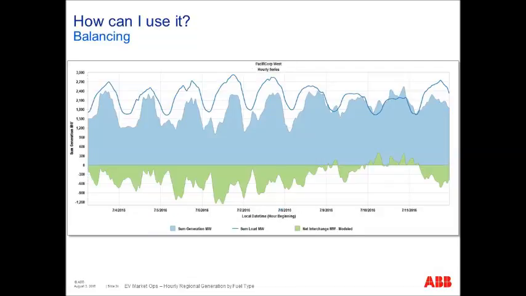Here's a look at Pacific Core West, just a little bit longer of a series, and you can actually see a couple of times where they had to switch over from importing energy to exporting energy. So I find this to be very helpful, and these are all default items for the hourly regional generation by fuel type data set, which I mentioned earlier.